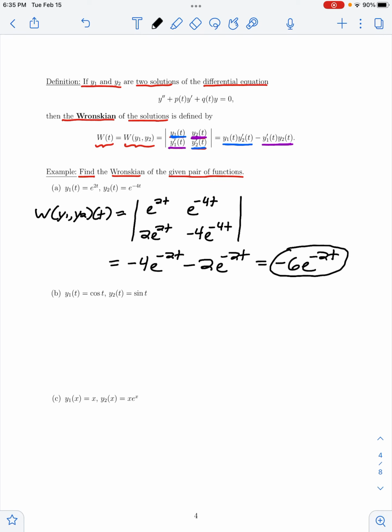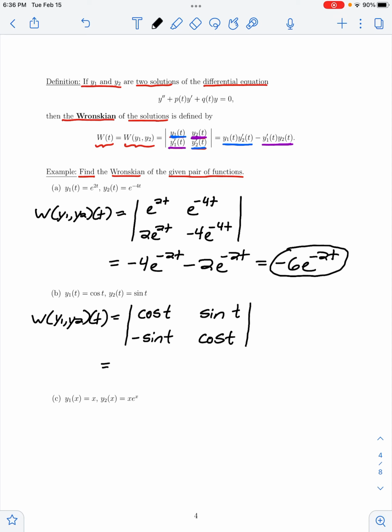In part B, we have y1 and y2 are the cosine and sine functions. So to calculate our Wronskian of y1 and y2, we take the determinant of the 2 by 2 matrix, where our first row would be these two functions, cosine of t and sine of t. And our second row would be the derivatives. So the derivative of cosine is negative sine, and the derivative of sine t would be cosine t.